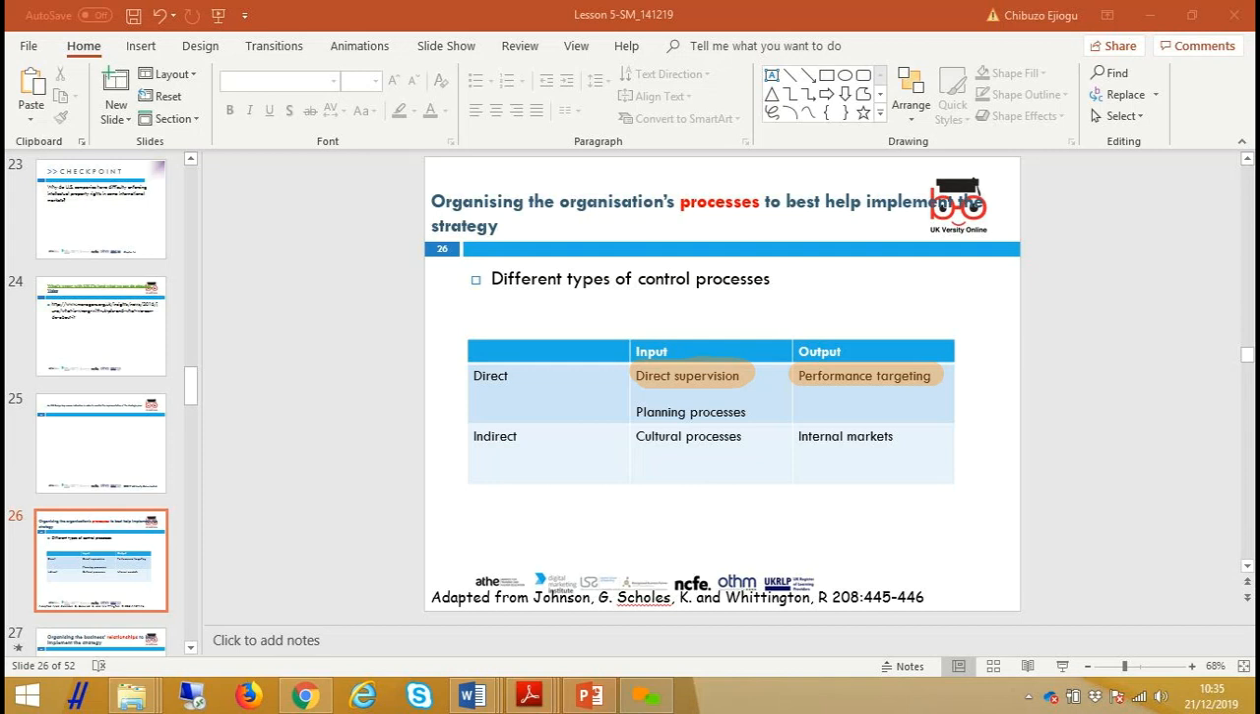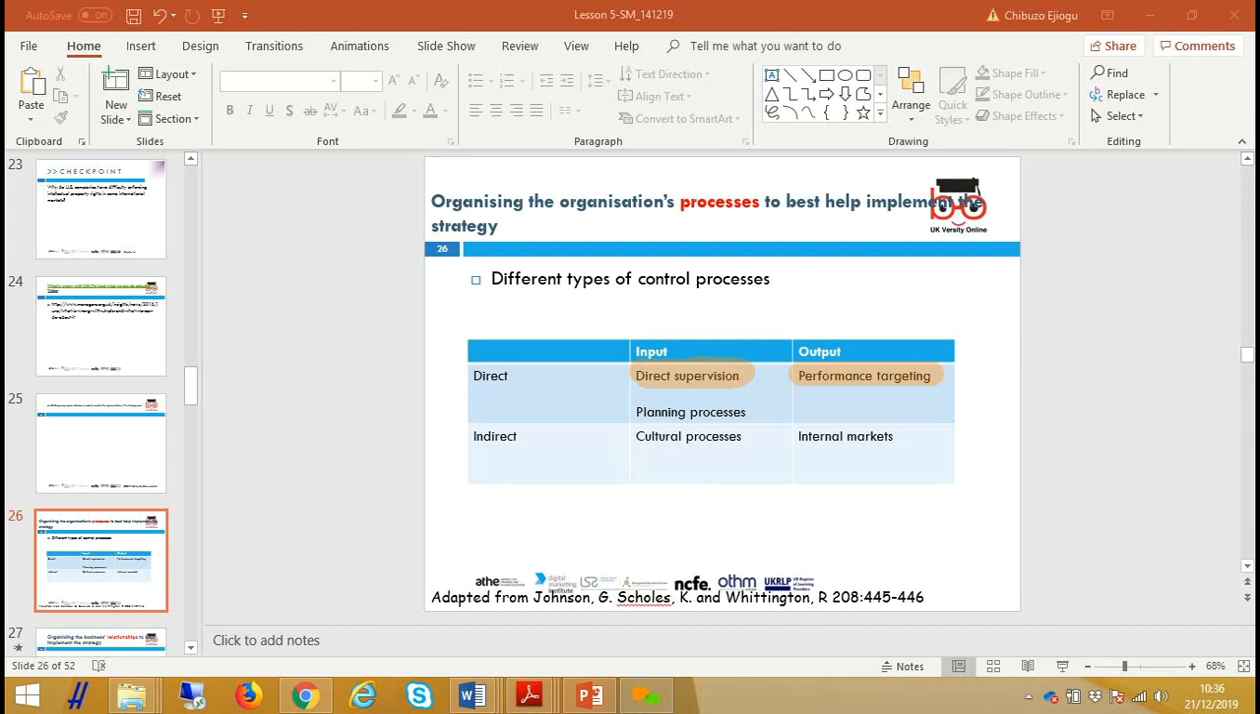But when you're looking at output, here what you're doing is you're setting performance targets. You're saying we are not necessarily looking at the input. What we just want, whatever you do, just make sure that your final product or final service, you make so many of them within this period of time to this level of quality, right? So we expect you to produce a report in 1 month's time that addresses these 6 issues. That's a performance target. We expect you to improve sales by 10%. That's a performance target. You are looking at the output of the product or service, but it's a direct form of control.